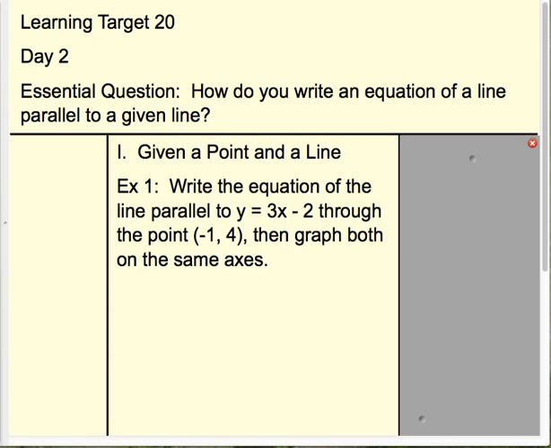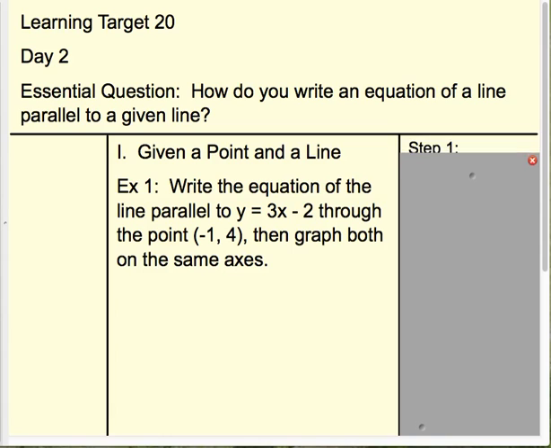So in this lesson, we are going to learn how to write equations of lines that are parallel to a given line. Hopefully yesterday in the investigation, you realized that parallel lines have the same slope, the same rate of change. They're headed in the same direction so that they never intersect.